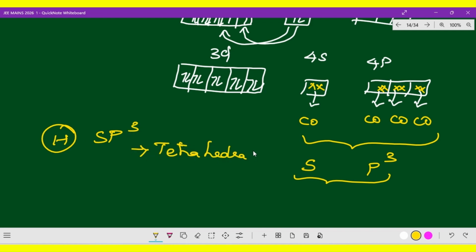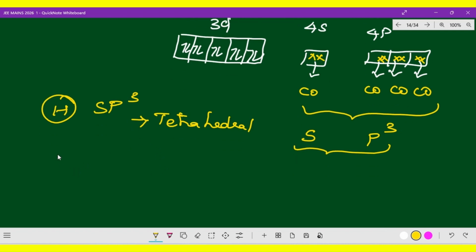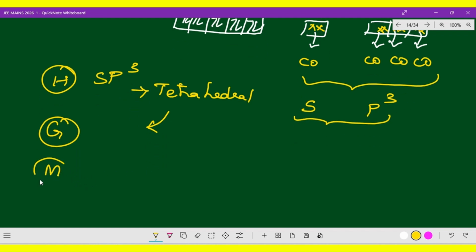In the question, they are asking only whether it is paramagnetic or diamagnetic. But as we come across this, we can identify all of this. This will be helpful for the board exams as well as upcoming exams. Next one, geometry: tetrahedral. And the third one is magnetic property. This is what they asked.